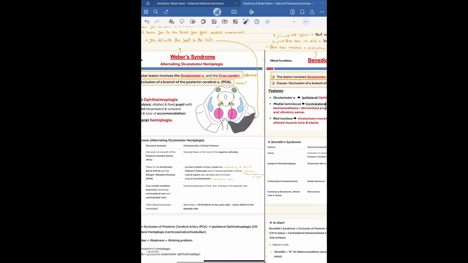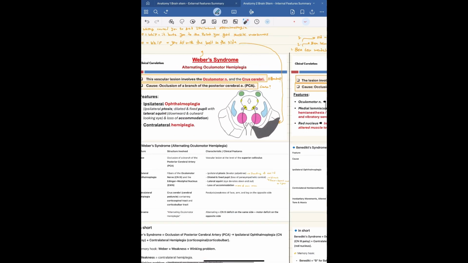First things first, look at the picture. See the abnormality. Here, it's hitting your crus cerebri and extending into the oculomotor. By the way, what is this cut section? Superior colliculi, oculomotor nerve, right? Red nucleus, that's another characteristic. So it's hitting your oculomotor and the crus cerebri. So from there you can predict what are the things that you may see.